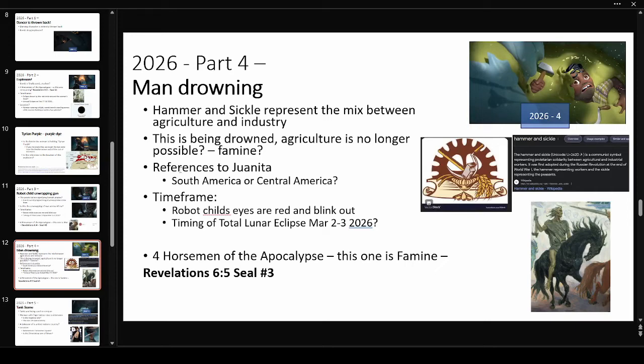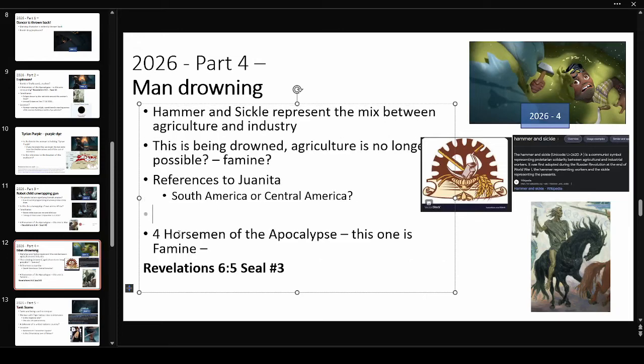There are references here, location-wise, to Juanita with his tattoo. I believe Juanita, as I've seen other people break down, could be a reference to South America or Central America. As this world war has to affect everybody, this scene is showing that it's going to hit South America with famine, or Central America. Time frame wise, oh sorry, that's from the previous one.